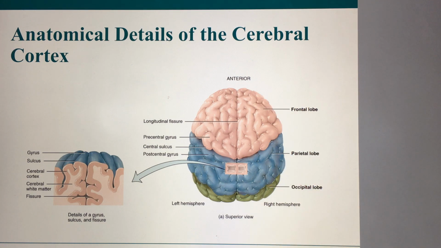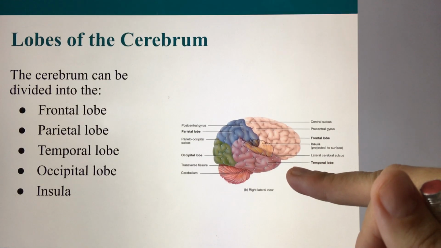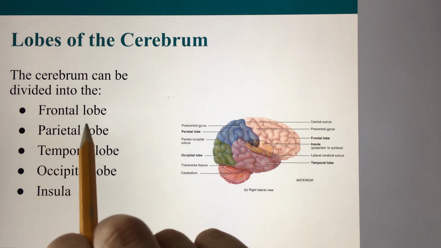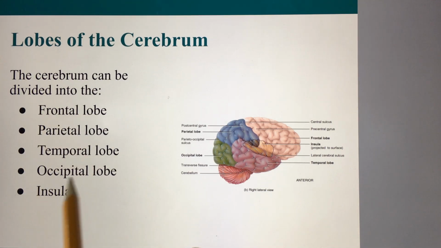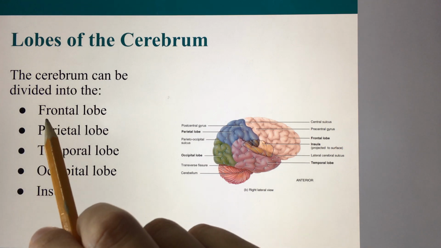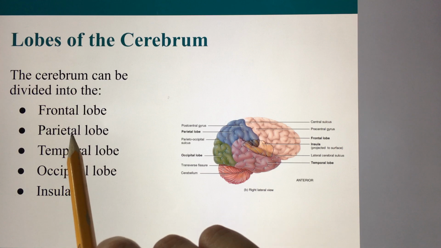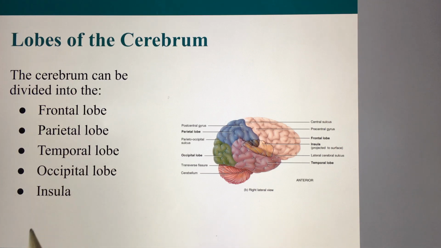And the cerebrum actually has some functional areas. They're called lobes of the cerebrum, and it can be divided into several lobes. There's going to be frontal, parietal, temporal, occipital, and insula. These lobes are easy to identify by looking at the cranial bones covering the cerebrum, because they carry the same names as the cranial bones that cover the cerebrum.